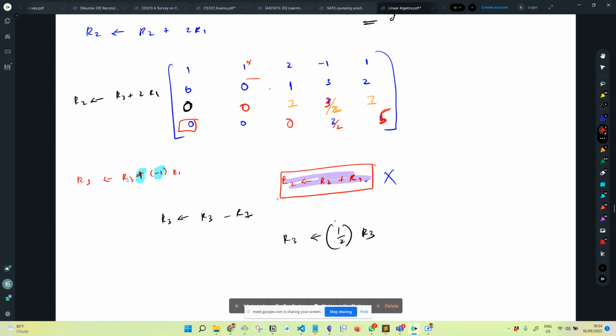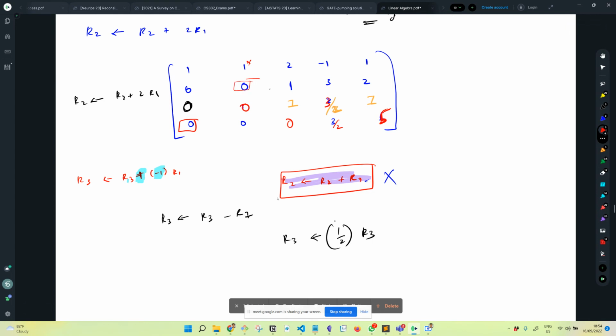Okay. Is it okay? Yes, yes, you can do R4 minus R2. That's a very, very valid operation. And you can do that only because this entry is 0 here. You are fortunate that this entry is 0.